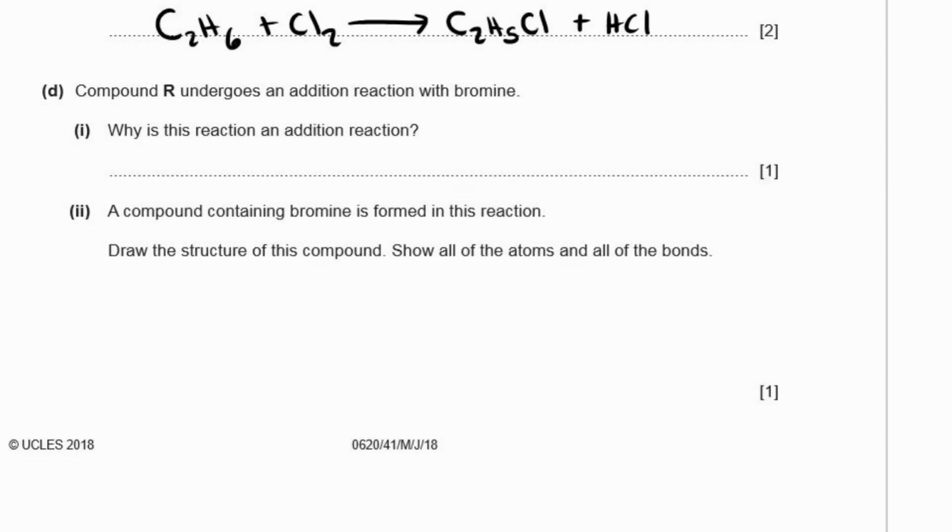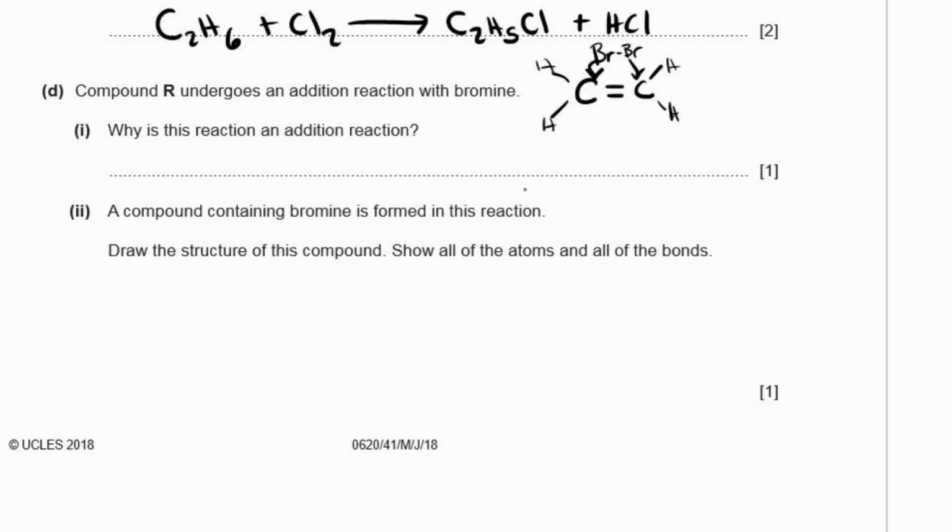D. Compound R undergoes an addition reaction with bromine. 1. Why is this reaction an addition reaction? Okay, so if you look at this, we have C, double bond C, and we have H. So this is compound 2, CH2CH2. Okay, so it's called an addition because Br, that's the molecule that you're adding, just one goes here and one goes here. Okay, so it's adding over the double bond. Okay, it's breaking the double bond and adding it.